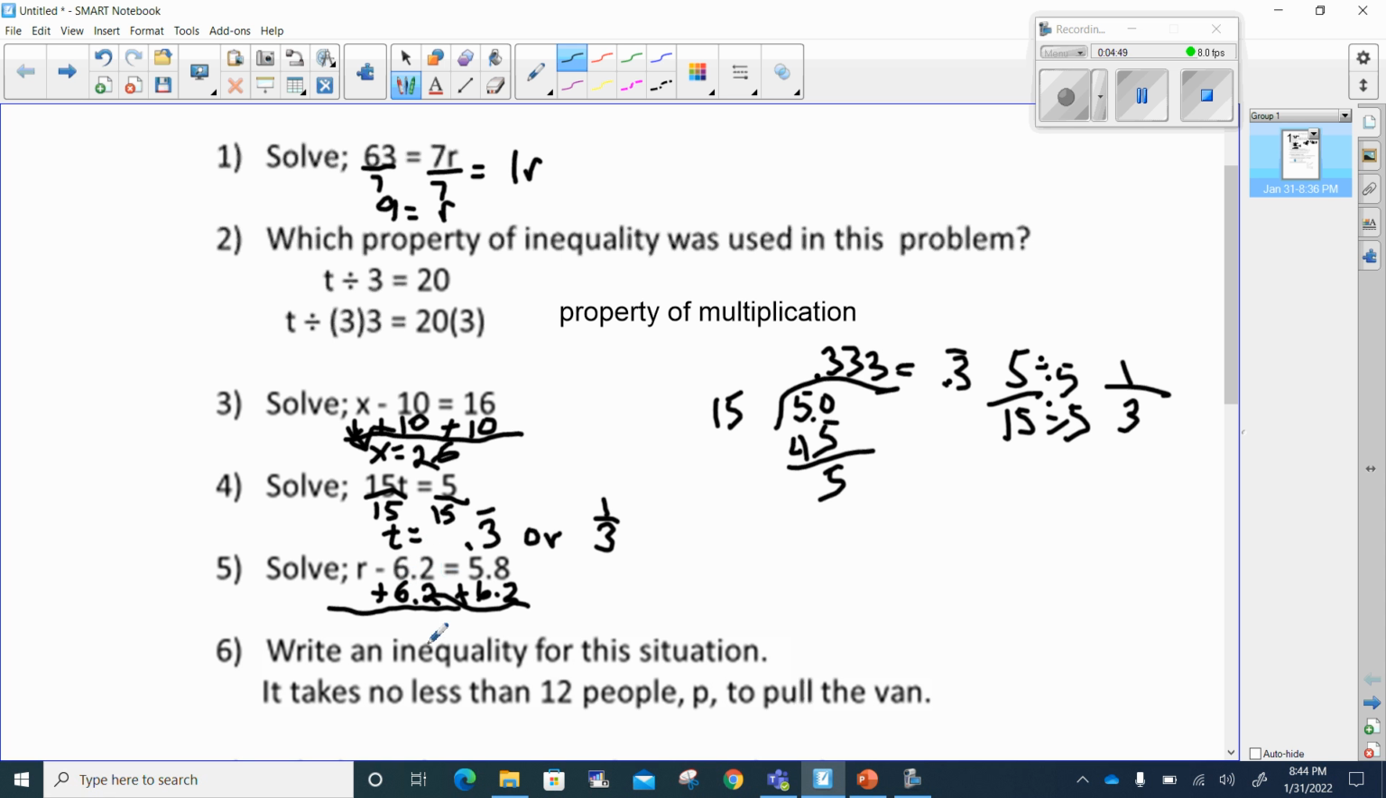6.2 minus 6.2 is 0. So I'm not going to bring that down, but I will bring down the r. And now I add these two together. 8 plus 2 is 0, because that's 10, it brings you 1. 1 plus 5 is 6, plus 6 makes 12. The decimal comes down, so my answer is 12. R equals 12.